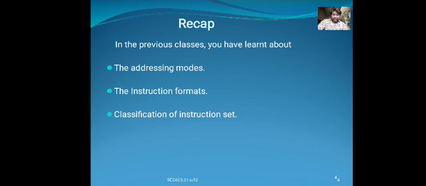Each instruction has two parts consisting of opcode and operand. This is the instruction format. What is the operational code? That is the opcode: the part of the instruction that specifies the operation to be performed. The operation to be performed is called the operation code or opcode.